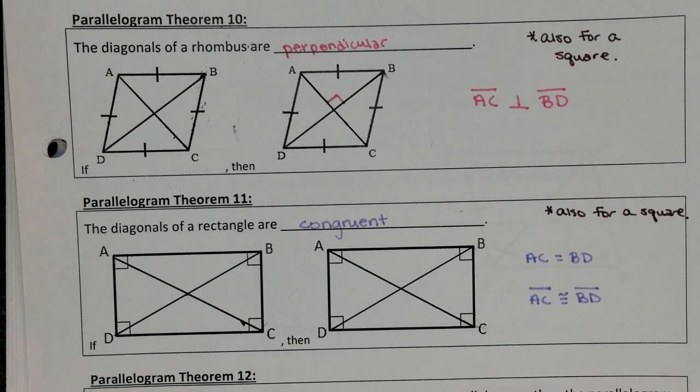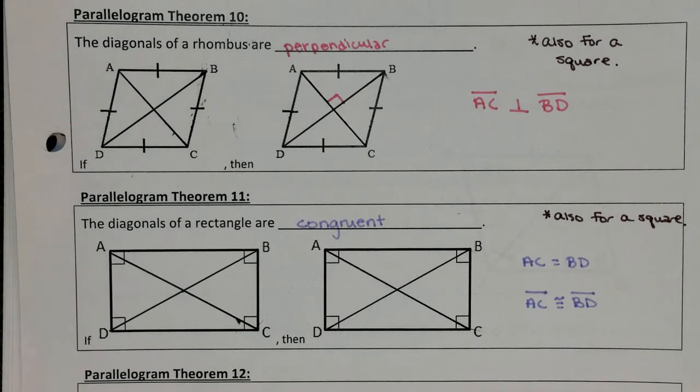Because a square can be defined as a rectangle with 4 congruent sides, or a square can be defined as a rhombus with 4 right angles. That's why a square works for anything that a rectangle or a rhombus works for. Okay. Questions on these 3 theorems so far?